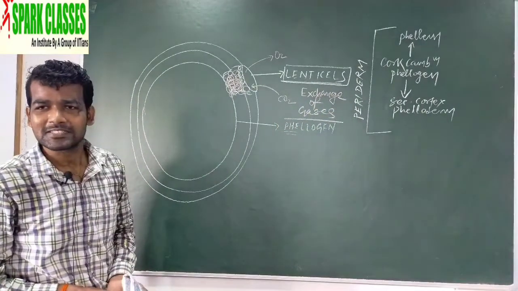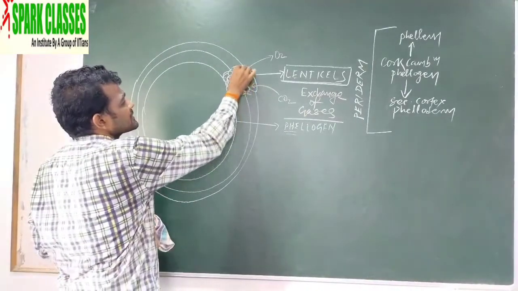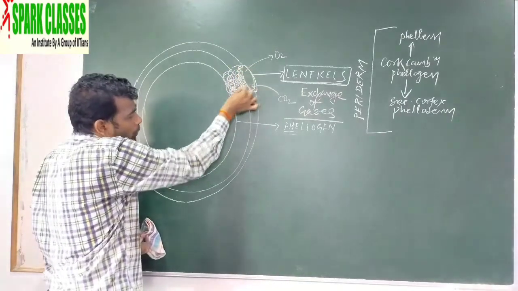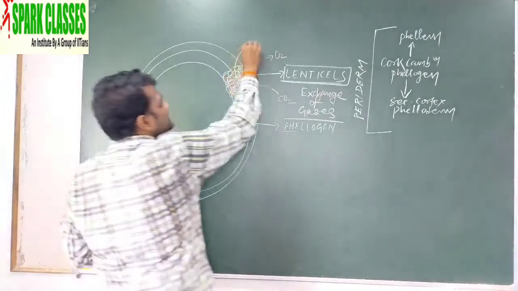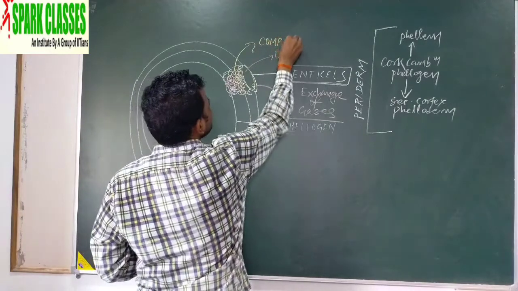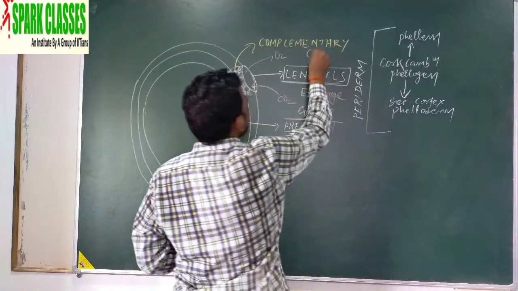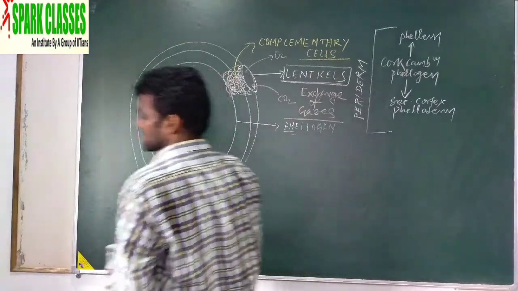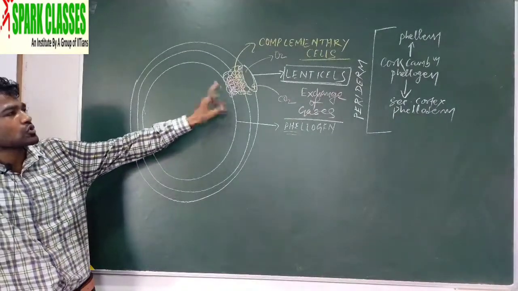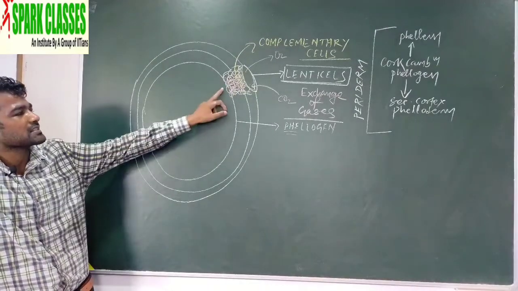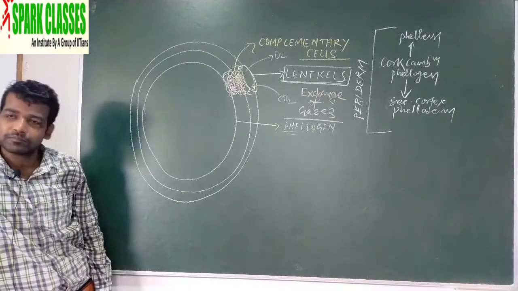The main function of lenticels is the exchange of gases, and the lenticels are associated with some cells. This is the opening, and just below the opening, if you enter inside, some cells are present, and these cells are called complementary cells. Sometimes a question comes: complementary cells are associated with which part of the plant? The complementary cells are generally associated with the lenticels, which help in exchange of gases. Okay, now this part is completed.